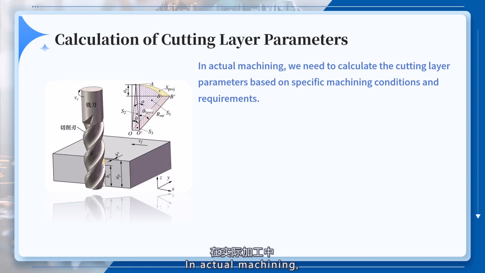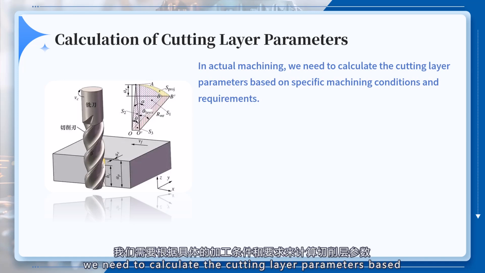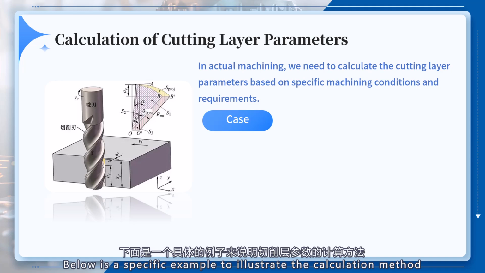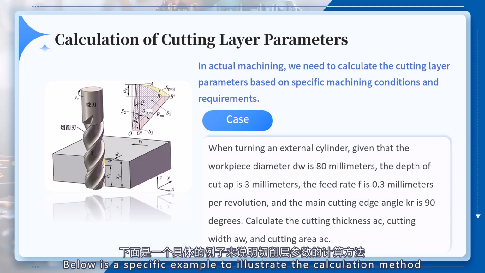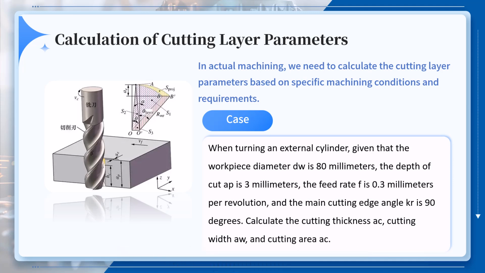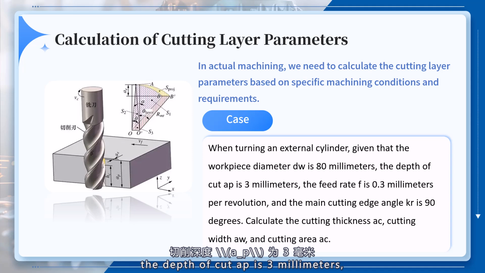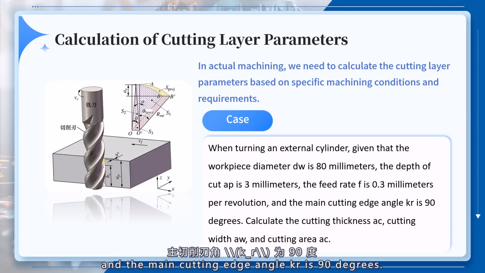In actual machining, we need to calculate the cutting layer parameters based on specific machining conditions and requirements. Below is a specific example to illustrate the calculation method of cutting layer parameters. When turning an external cylinder, given that the workpiece diameter dW is 80 mm, the depth of cut AP is 3 mm, the feed rate F is 0.3 mm per revolution, and the main cutting edge angle KR is 90 degrees. Calculate the cutting thickness AC, cutting width AW, and cutting area AC.